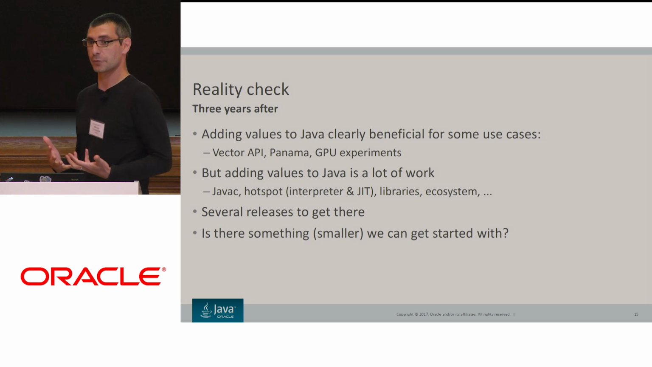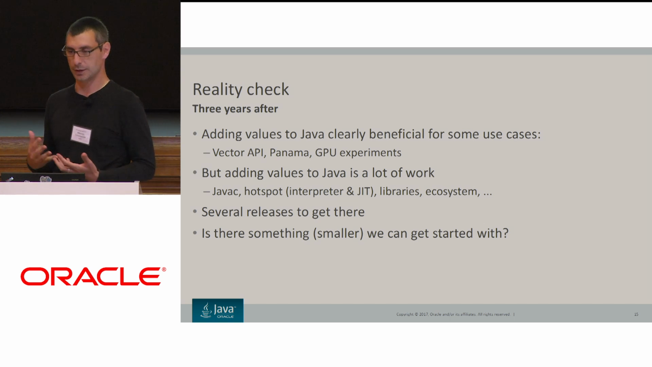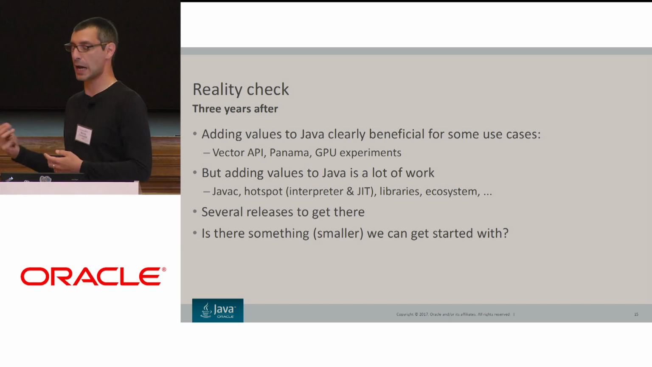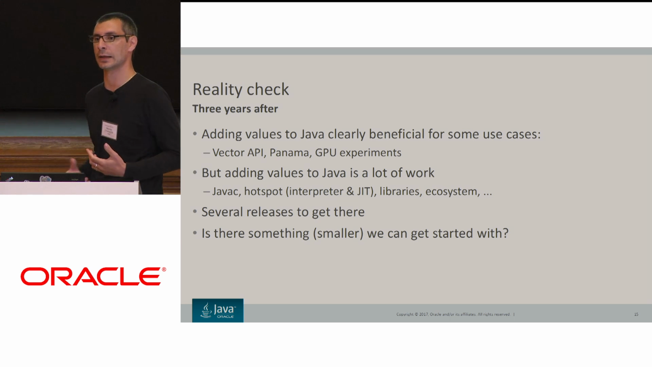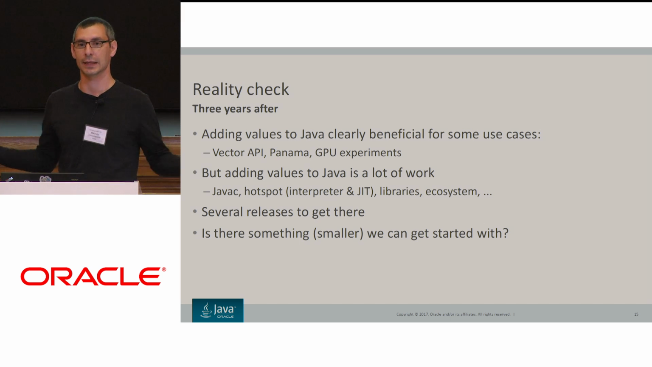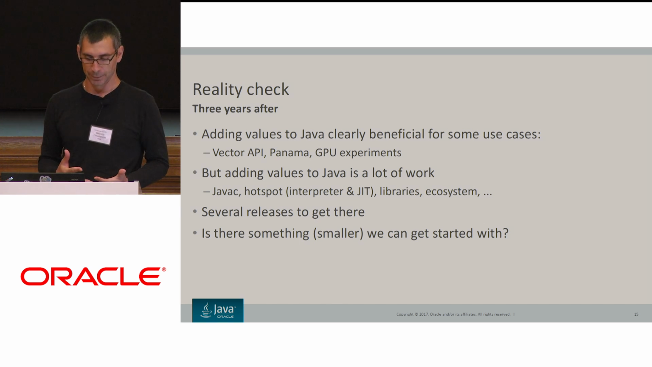There is a lot of demand for value types. We have seen the Vector API, all the interest around Vector API, Panama, GPU experiments, big data. All these things are asking basically the same question. How do I handle a lot of data without too much GC pressure, essentially?